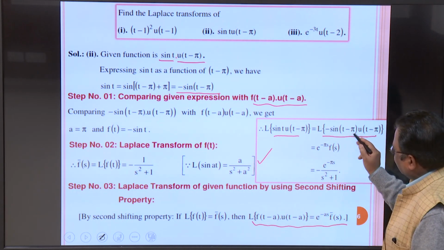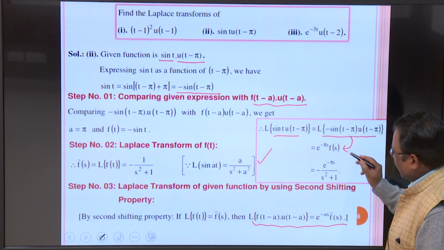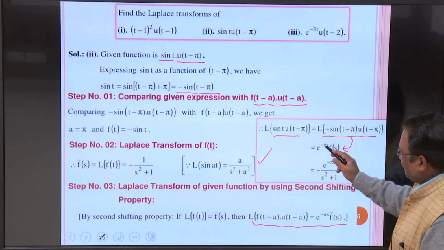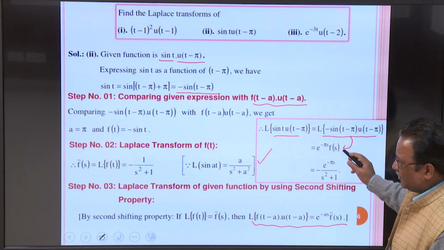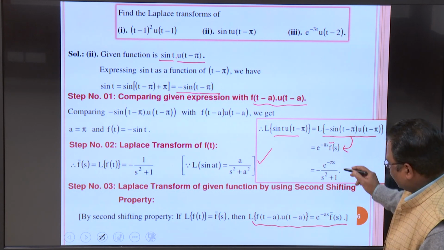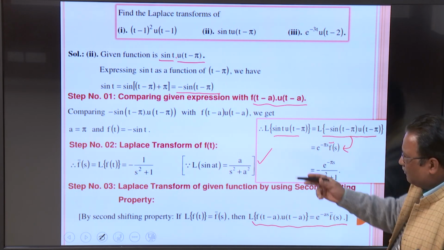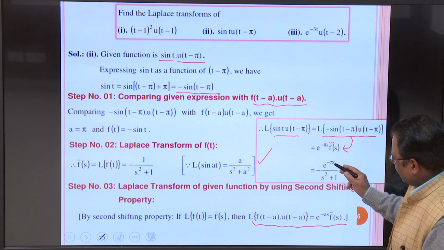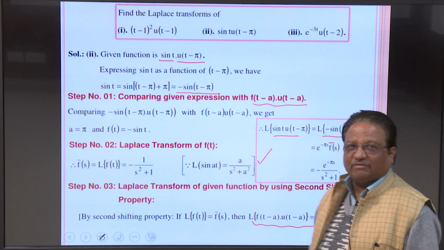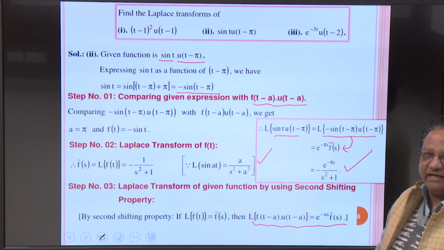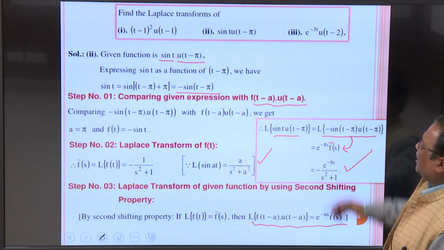Okay, and using this second shifting theorem, we get e raised to power minus pi s f bar s. Okay, and the value of f bar s is minus 1 over s square plus 1. So minus e raised to power minus pi s over s square plus 1. This one is the Laplace transform of the second expression, second function. Okay, now calculate the third part.